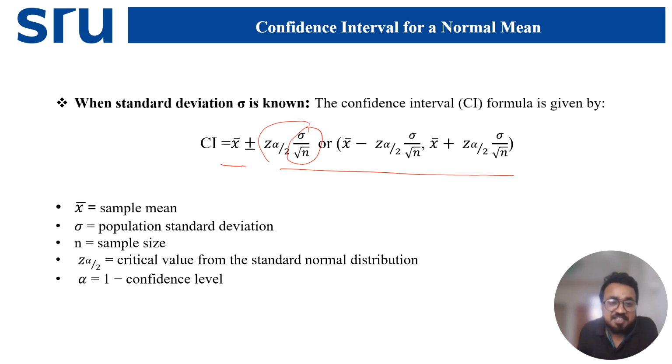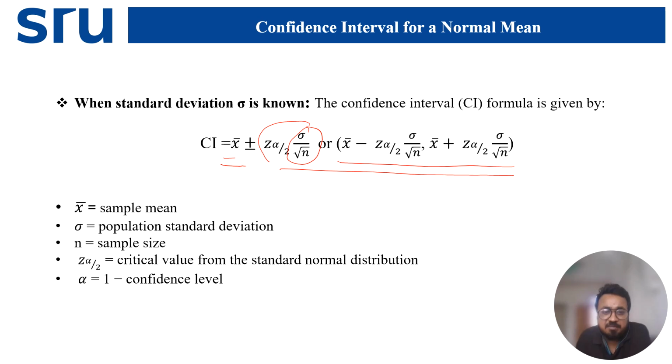So when the standard deviation sigma is known, CI equals x bar plus minus z alpha by 2 sigma by square root of n. Whenever we find the interval, we write it like this: x bar minus z alpha by 2 sigma by square root of n, comma, x bar plus z alpha by 2 sigma by square root of n. Here x bar is the sample mean, and sigma by square root of n is the standard error. So we can see that this margin of error depends on the standard error.